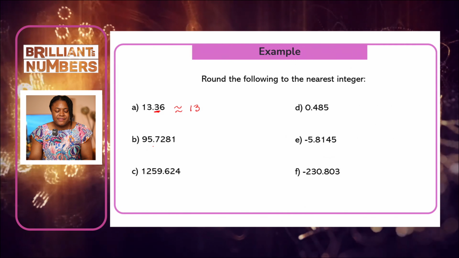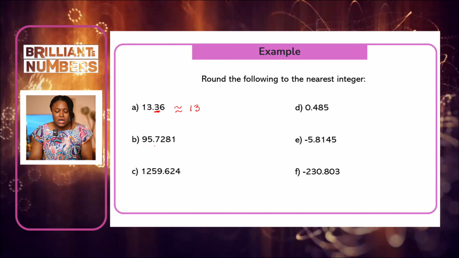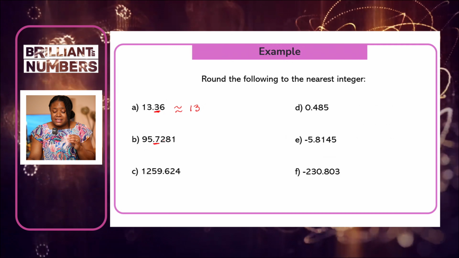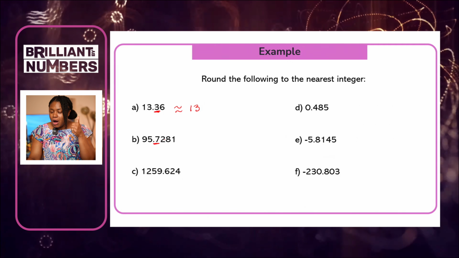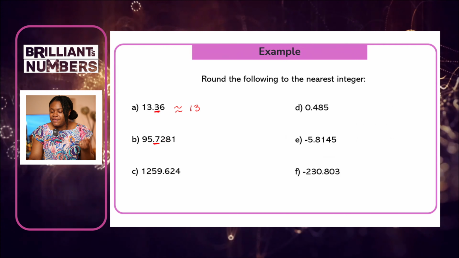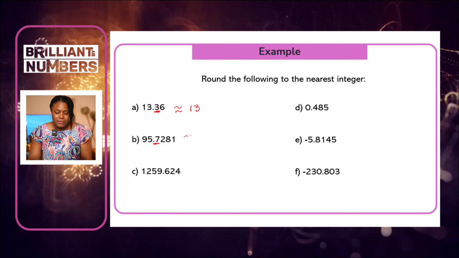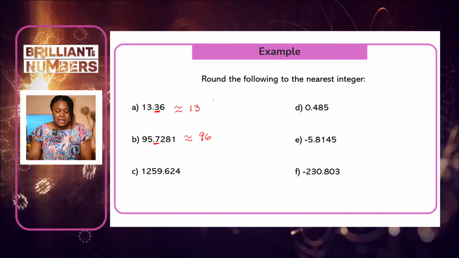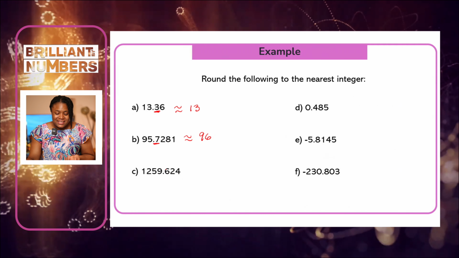Part B, 95.7281. Digit in the 10th place is 7, fits the criteria of rounding up. So then I need to add 1 integer part to 95. Therefore, as an integer, this would be 96. Amazing.